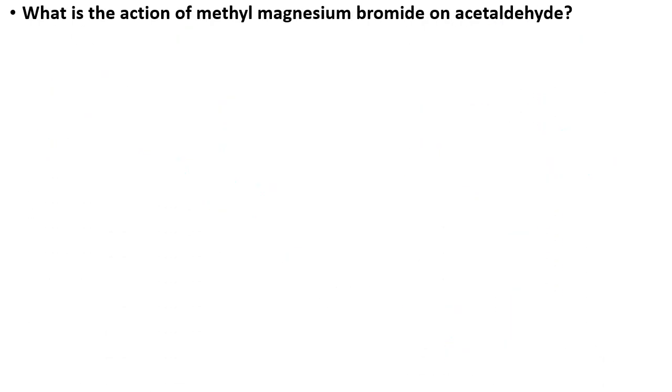Okay, this is the new question in which methyl magnesium bromide is supposed to be reacted with acetaldehyde. So far we were looking at the formaldehyde reactions. Now we have changed the aldehyde. It is acetaldehyde. You know the structure of acetaldehyde, CH3 CHO, and it is supposed to be reacted with methyl magnesium bromide, CH3MgBr.